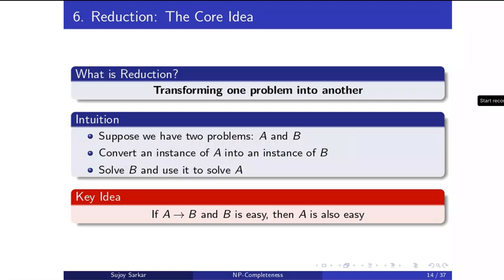Okay, so we have discussed two concepts. One is verification and another one is the decision version of a problem, or decision problem. Now to understand NP completeness, you need one more idea that is called reduction.